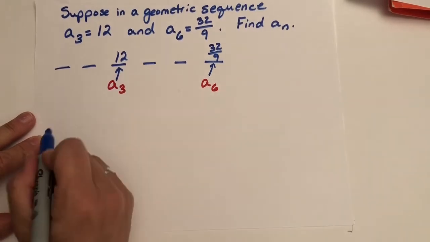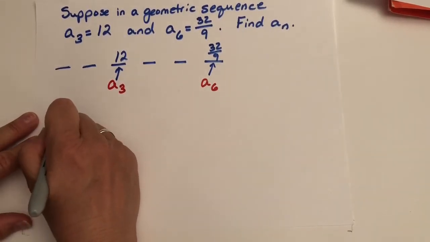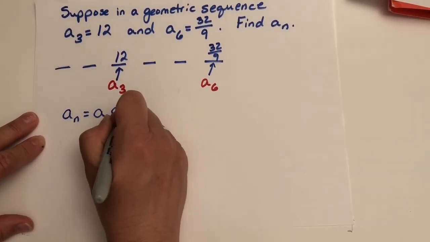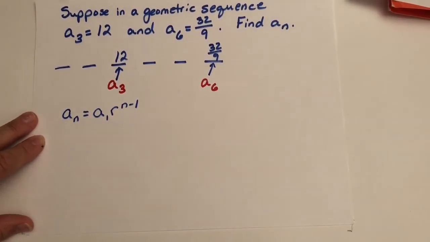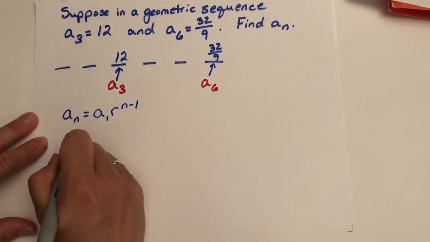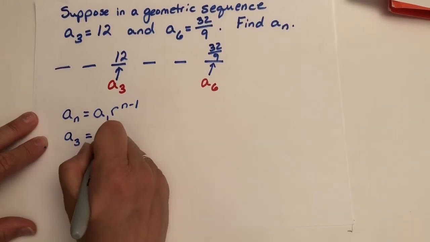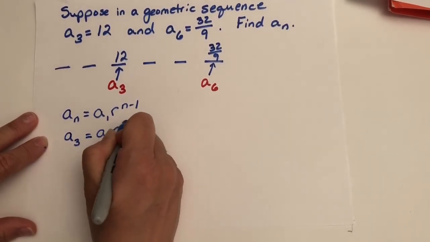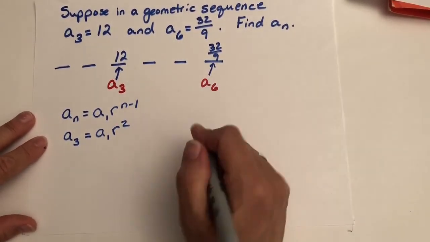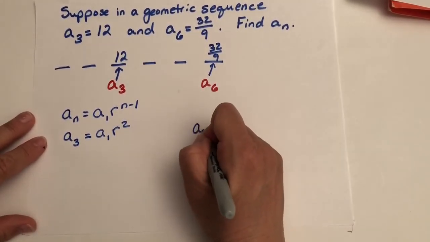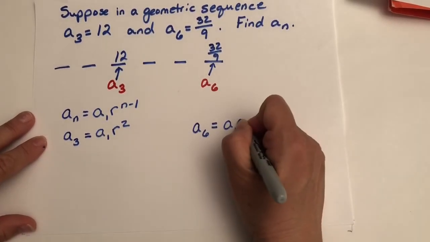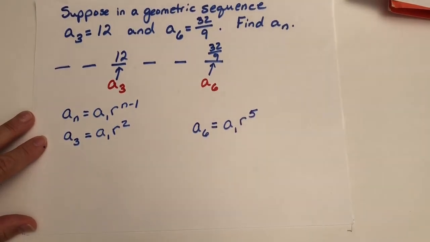We know that the formula for the nth term is the first term multiplied by r to the n minus 1 power. But we were given information about the 3rd term. We know the 3rd term would equal the first term times r squared. And similarly, we know about the sixth term. The sixth term we know is the first term multiplied by r to the fifth power.